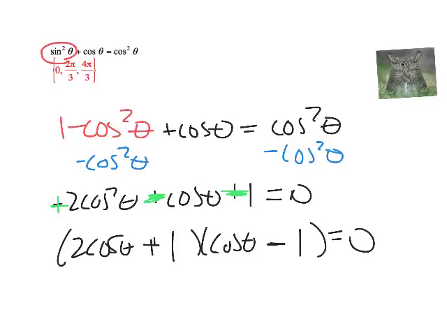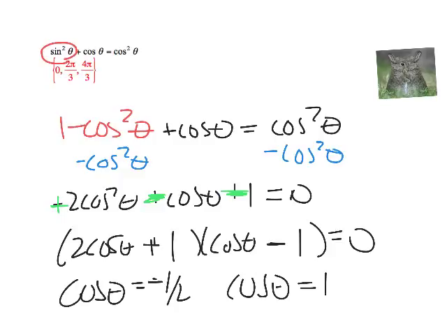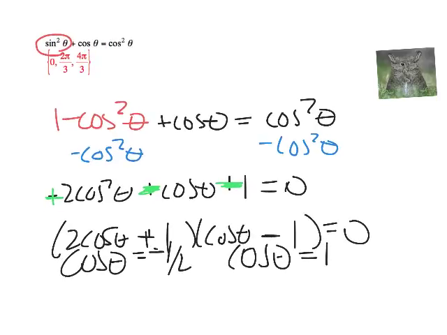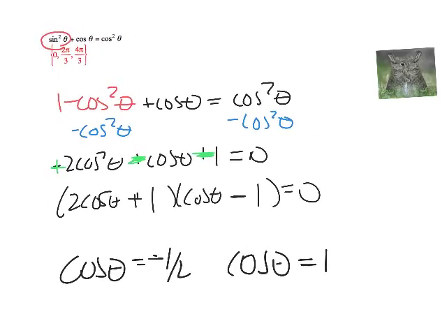And of course, each factor, set that equal to 0, right? And to save some time, I'm just going to rewrite it as cosine. Cosine of theta equals a negative 1/2 from the first factor, and cosine of theta equals a positive 1 from the second factor. And so when you get those answers, multiple parts, okay.